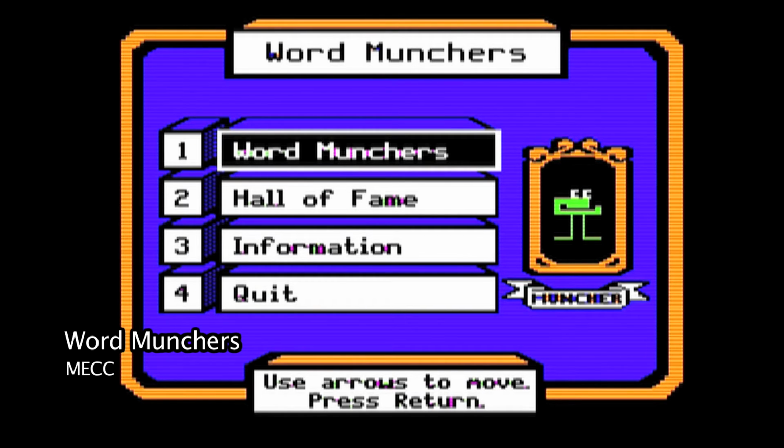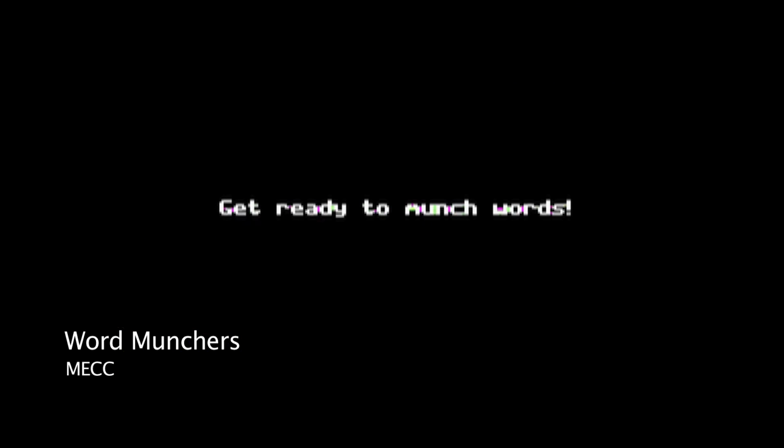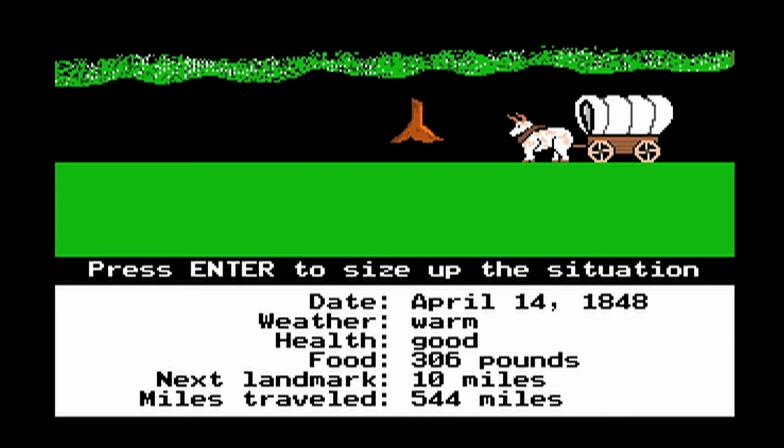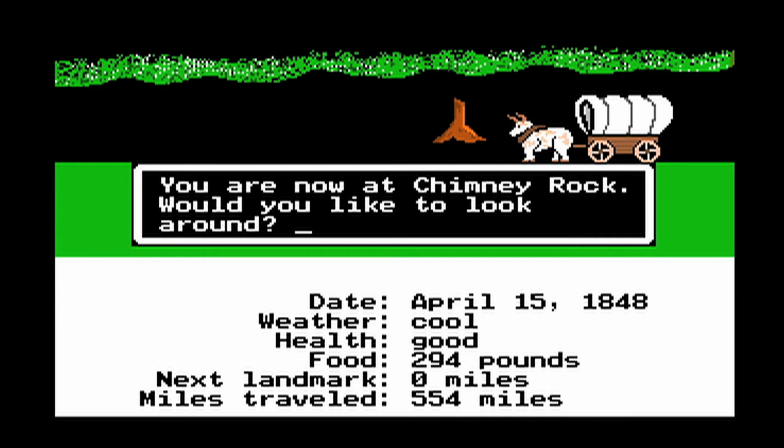Now this makes an interesting contrast with another product I was working on at the same time, which was Word Munchers. And Word Munchers was our very first product that was 100% in assembly language, because the whole game is action. MECC continued developing educational games throughout the 80s and 90s. In 1990, a Macintosh version of Oregon Trail was released. This game was just the 1985 version ported over.